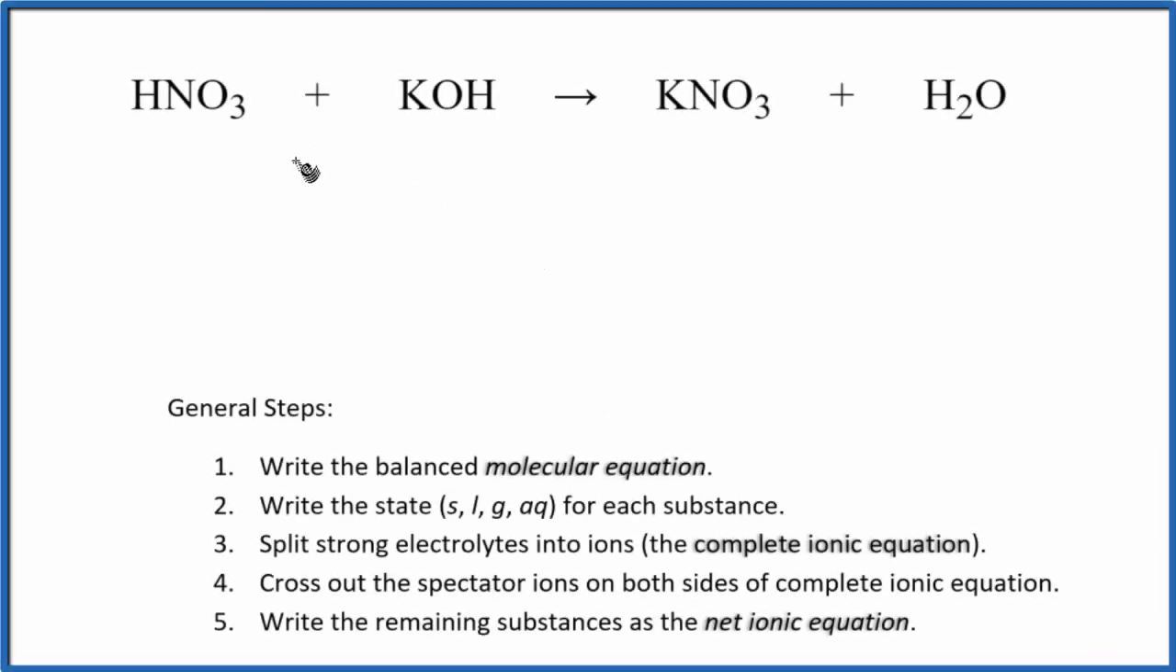In this video, we'll write the balanced net ionic equation for HNO3 plus KOH. This is nitric acid and this is potassium hydroxide. Both of these are very strong. This is a strong acid, strong base, so this will be neutralization. We'll get a salt plus water.